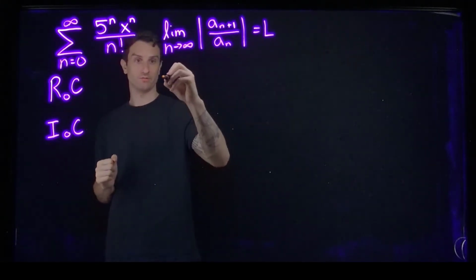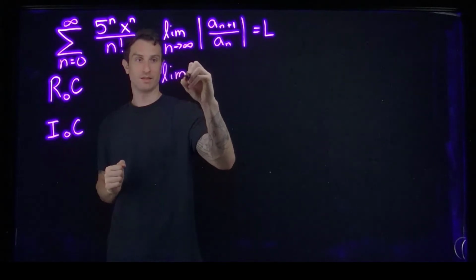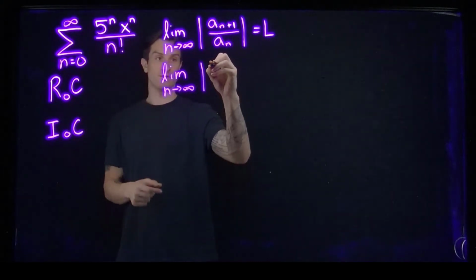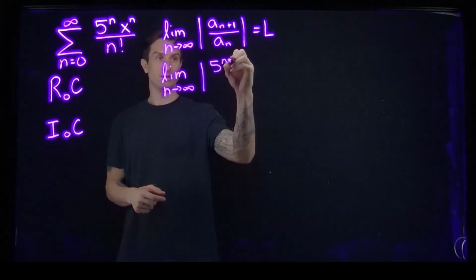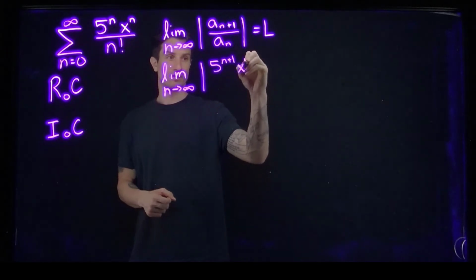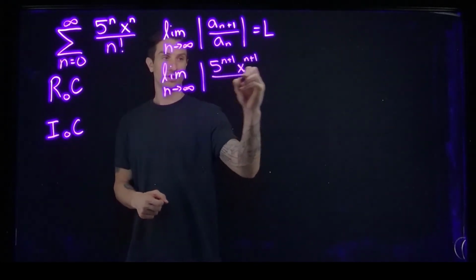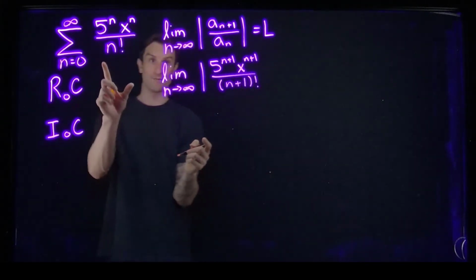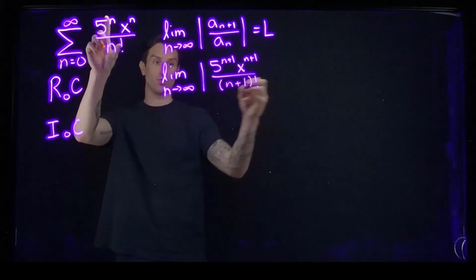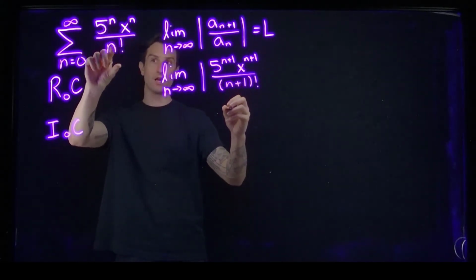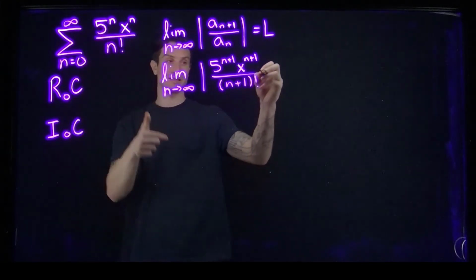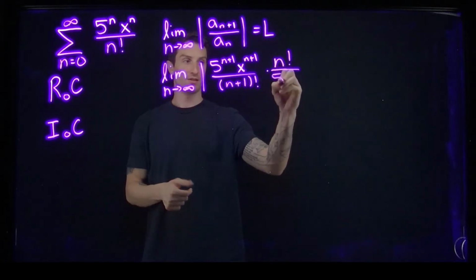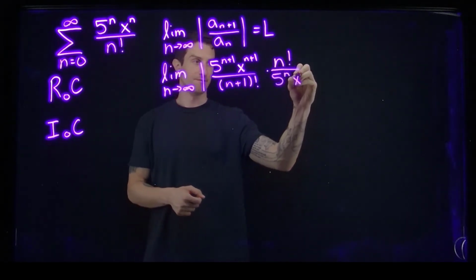Okay, so let's just fill in the blanks. We have the limit as n goes to infinity of a sub n plus 1, so we have 5 to the n plus 1, x to the n plus 1, all over n plus 1 factorial. And now we can divide by a sub n, right? And we're going to get another fraction, so we'll end up with a weird 4-layered fraction. Or we can just multiply by the reciprocal of a sub n. So n factorial will be up here, and we'll have 5 to the n, x to the n.